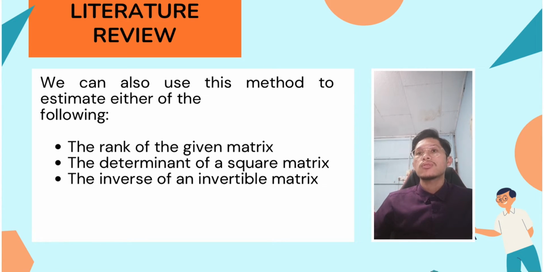There are 3 types of elementary row operations. First, swapping two rows, and this can be expressed using notation. Second, multiplying a row by a non-zero number. And the last one is adding a multiple of a row to another row. That's all from me. Thank you.